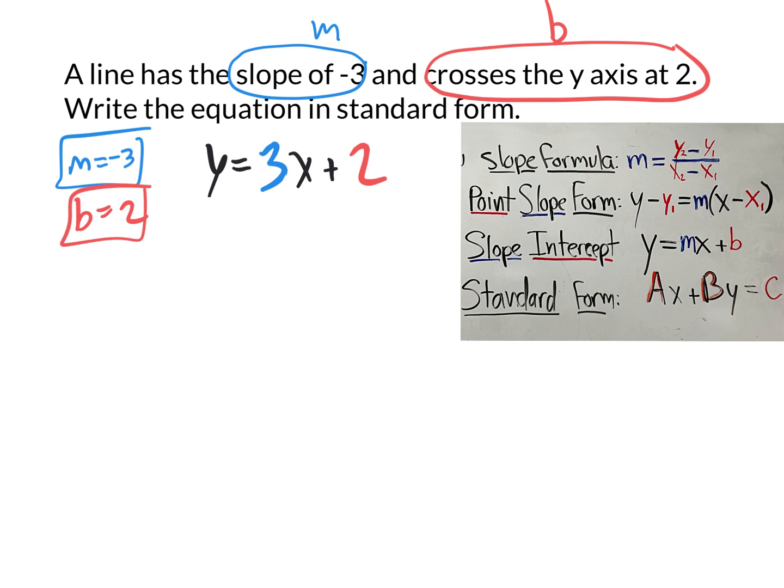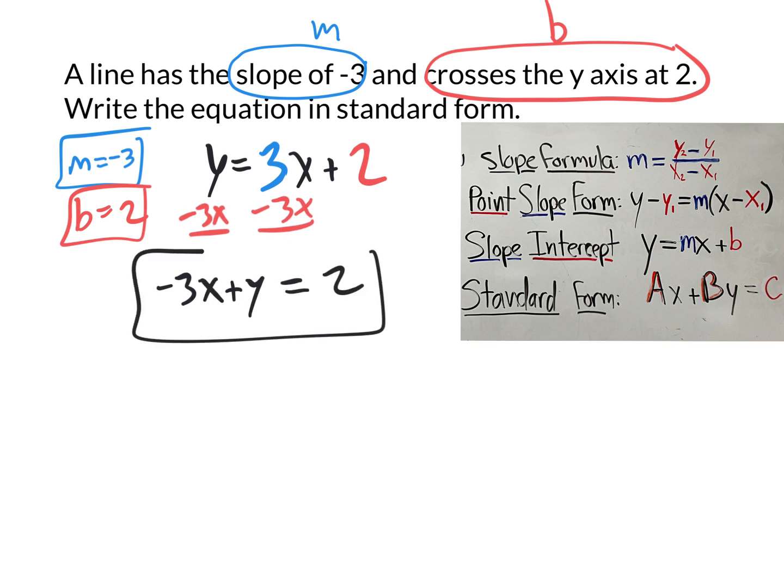Now, they didn't ask for it in y equals mx plus b form. They want it in standard form, but it's really easy to change from this to this. All you got to do is get rid of that x, move it to the other side. So you would subtract 3x, and you'll have negative 3x plus y equals 2. And that's it. That's your standard form equation. You could also write it as a positive 3x minus y equaling a negative 2.